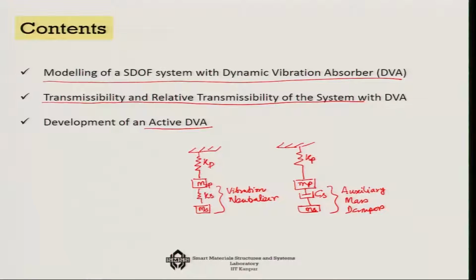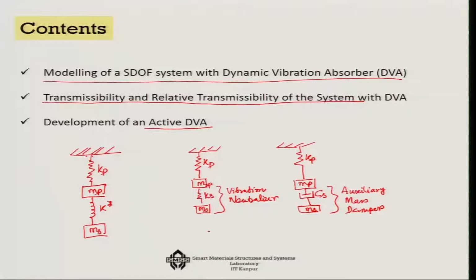Now, suppose we want to mix these two things together. That means we want to have a handle not only on stiffness, but also on damping. Then we get this generalized case of DVA, in which we have a spring Kp, then the mass Mp, followed by, in a different way of representation, a stiffness which is complex in nature. Complex stiffness is equivalent to having a spring and a damper.